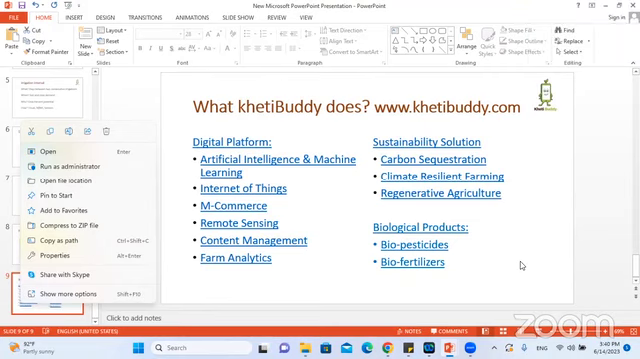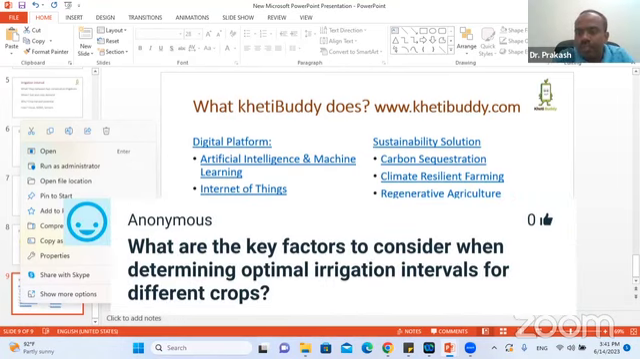So the first question is, what are the key factors to consider when determining optimal irrigation intervals for different crops?